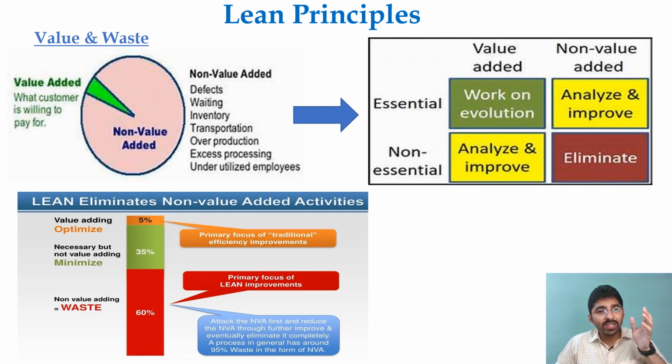So lean focuses on eliminating non-value added activity, guys. Value adding would be 5%, but non-value added which is necessary but not value adding, which we need to minimize, is 25%, and the rest, 60%, is non-value adding, which is equivalent to waste. So we need to attack the NV activity, which is the non-value added, not the value added. I hope this is clear for you.